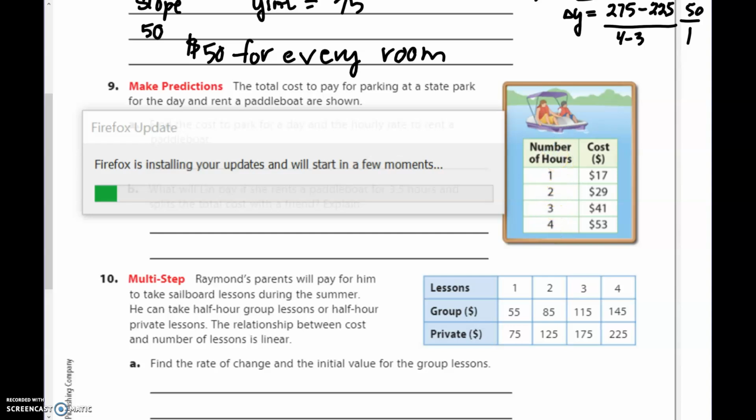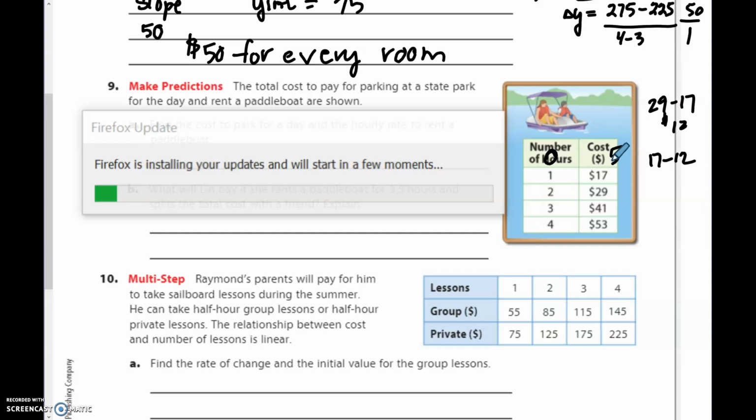And then what is the pattern that we have going over here? 17 to 29. So to find this pattern, what I'm going to do is take 29 and subtract 17. So 29 minus 17, and I get 12. So what's happening is I'm adding 12 every time. So if I take 17 and subtract 12, then I will have the cost up here as 5.